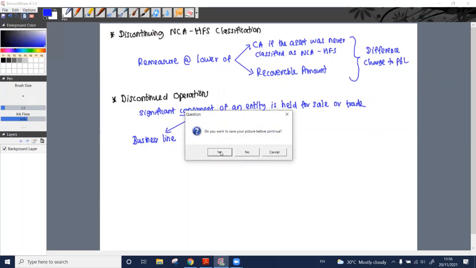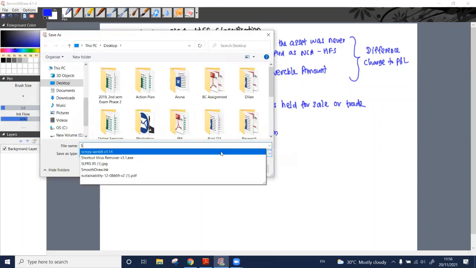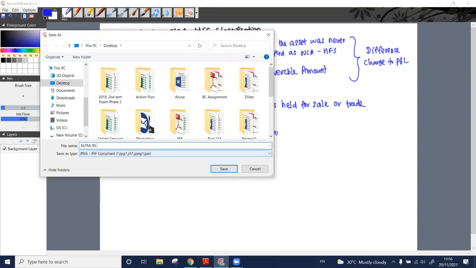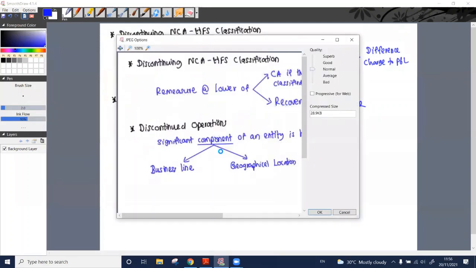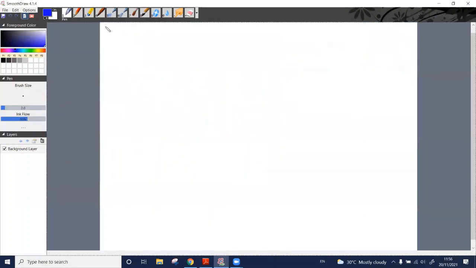I'm going to take a numerical example. This is SLFRS 5. I'm going to take a numerical example. This is my time bar.